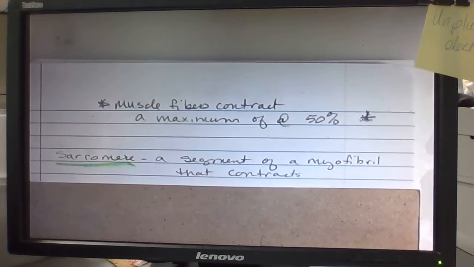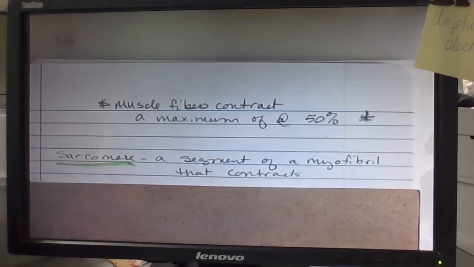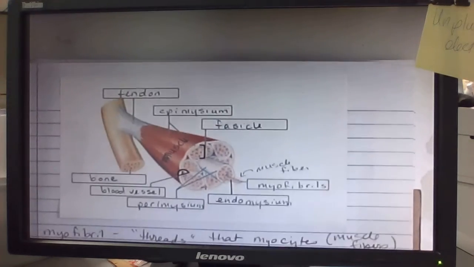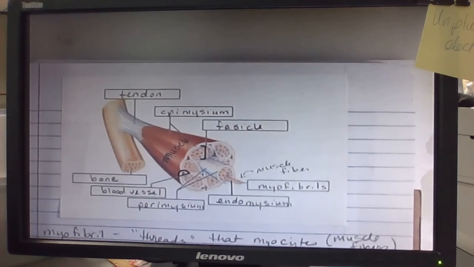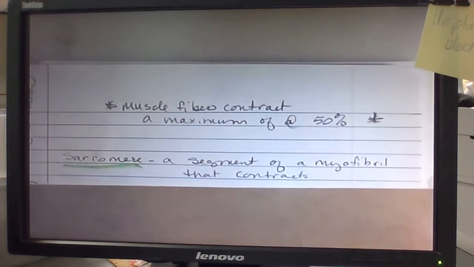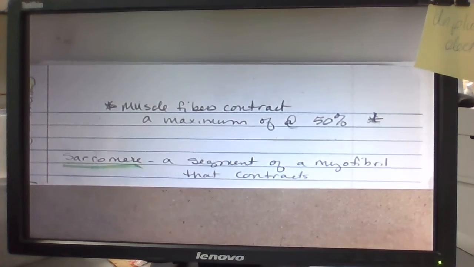All right, so we looked at the sarcomere before. That is the segment of the myofibril that contracts. I have this highlighted green because I should have highlighted it yellow. No, I shouldn't. Wait. Oh, my mistake. It's on the next picture. We didn't talk about the sarcomere before. Could have sworn we had. All right, sarcomere. Segment of that myofibril that contracts.